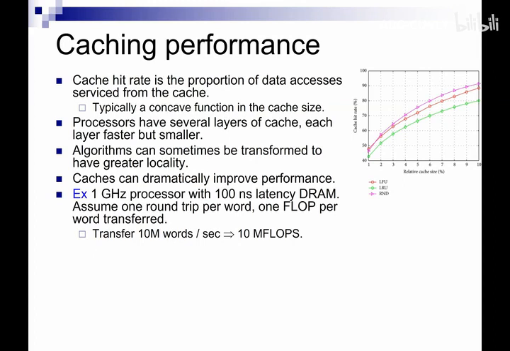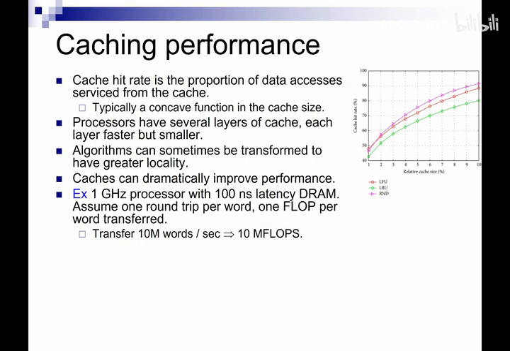So let's see how much you can actually improve the performance. Let's do an example here. Suppose you've got a 1 gigahertz processor, and suppose it's got 100 nanoseconds of latency to the main memory. Each time you want to get a word from memory, you need to make one round trip, which is going to take you 100 nanoseconds. And let's say that you do one floating point operation for each memory word that you fetch.